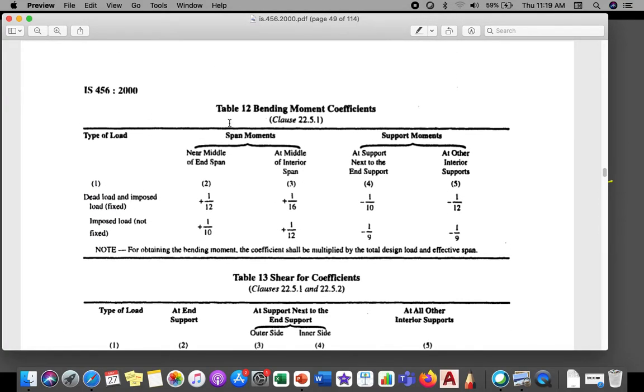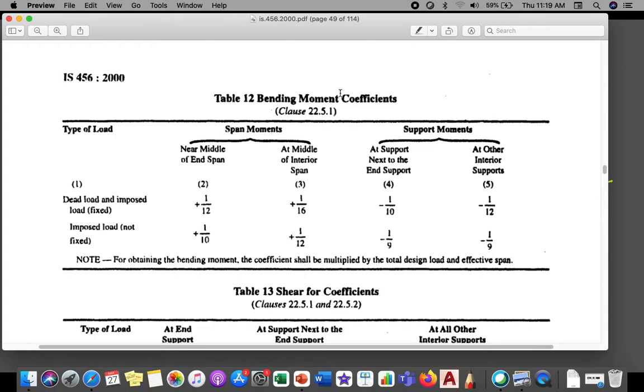So what is this table number 12 giving? These are the bending moment coefficients. What is the meaning of this bending moment coefficient? We know that when we have a simply supported beam subjected to uniformly distributed load, its bending moment is WL square by 8. It means WL square into 1 by 8, where 1 by 8 is its coefficient.